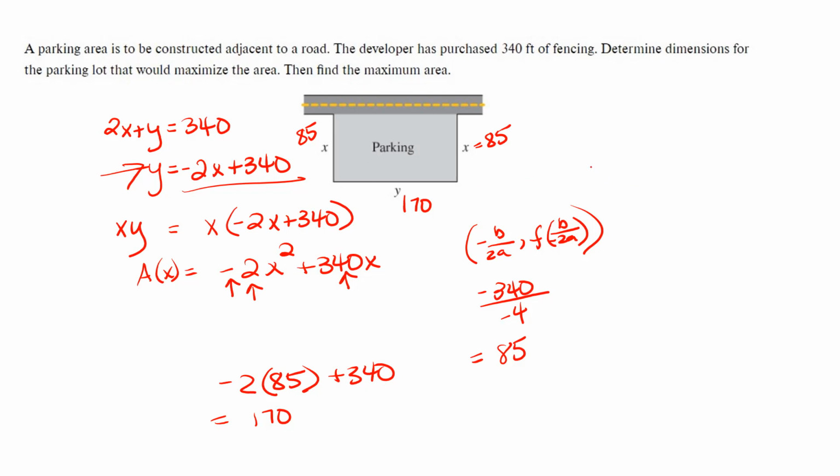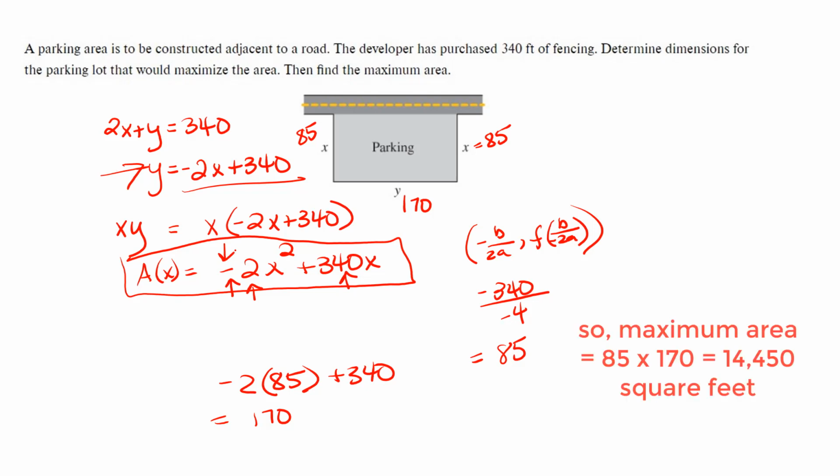And we know that because the area of the parking lot can be written as a quadratic function, and a quadratic function where the coefficient on x squared is negative is a parabola that opens down, which means the vertex of the parabola is the maximum value of that function.